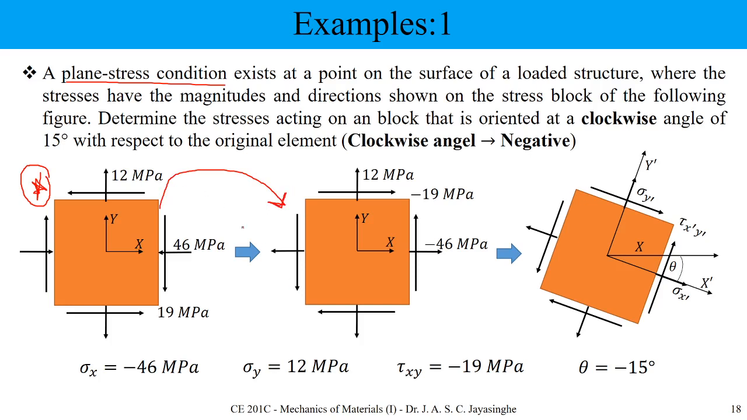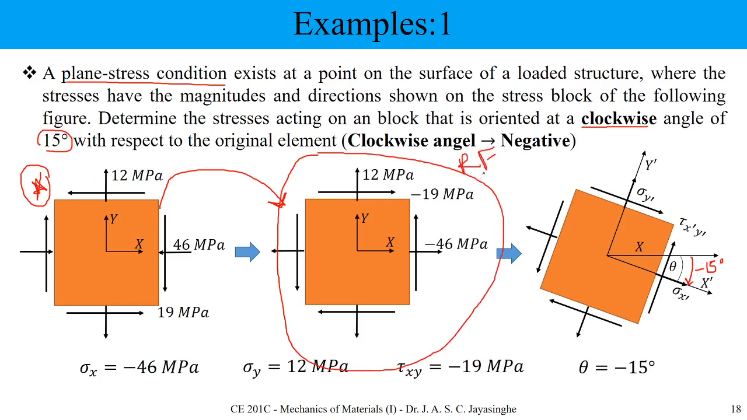So we will plot it, and we are going to rotate this block counterclockwise. That means 15, it's a negative angle. So how about the stresses? It is very simple, and we know how to do it, but we need to understand the procedure very carefully. This is the given one, but this is our reference stress arrangement, reference element. So first we need to plot for this one.